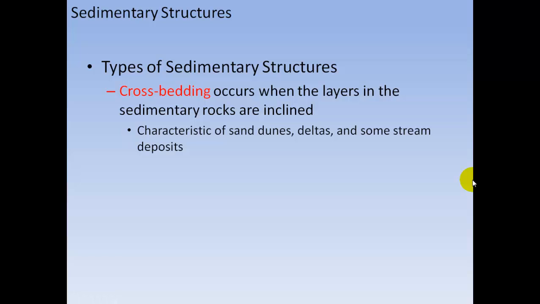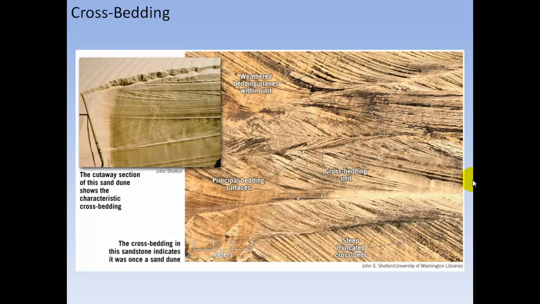Types of sedimentary structures include cross-bedding. This occurs when the layers in a sedimentary rock are inclined, characteristic of sand dunes, deltas, and some stream deposits. So here, let's say the sand was deposited with the wind traveling in one direction, then it was deposited with the wind traveling in another direction, and then another way. So over time, as the primary wind direction changes in an aeolian or wind environment, the sand dune is going to be growing in different directions. So then you have cross-bedding, the different angles between the different layers.